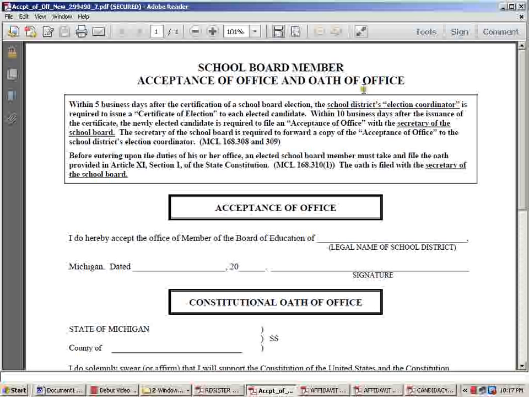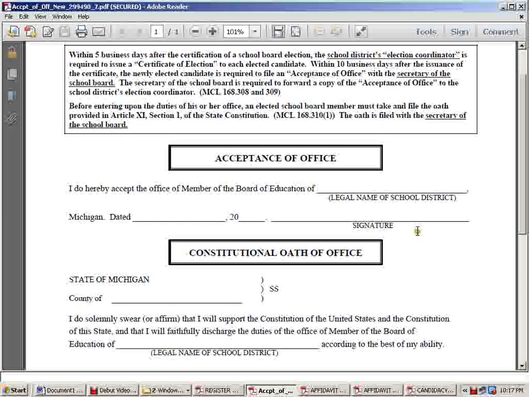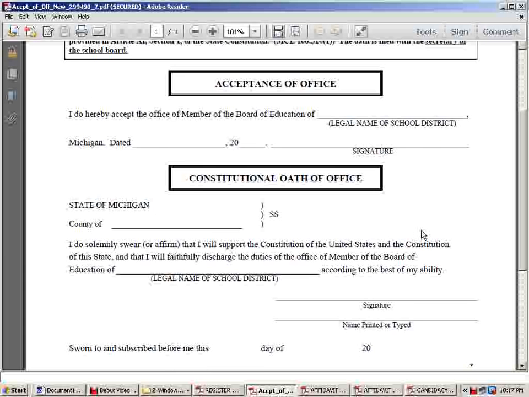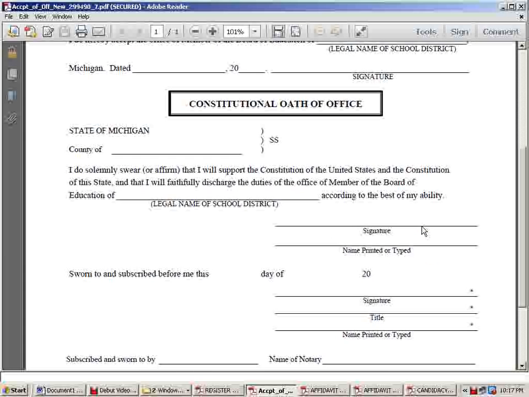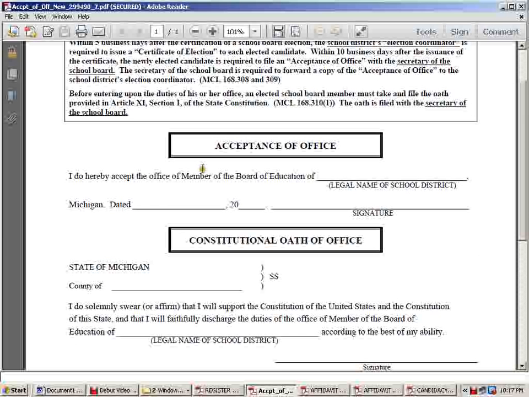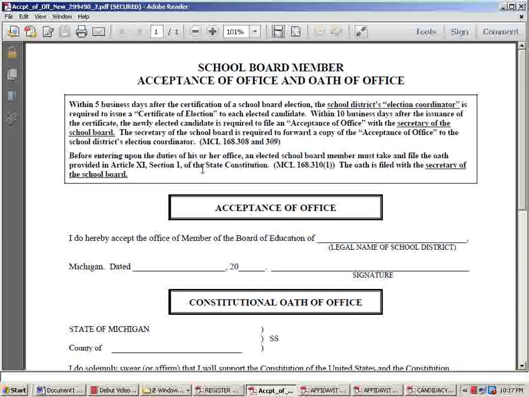Even the school board. Now, school board, this is the only one I've seen so far that actually has an acceptance of office on it. Most of them don't have an acceptance of office along with the oath of office on the same form. I haven't seen any other acceptance of office in Michigan except for this one on the school board. That has to mean something.